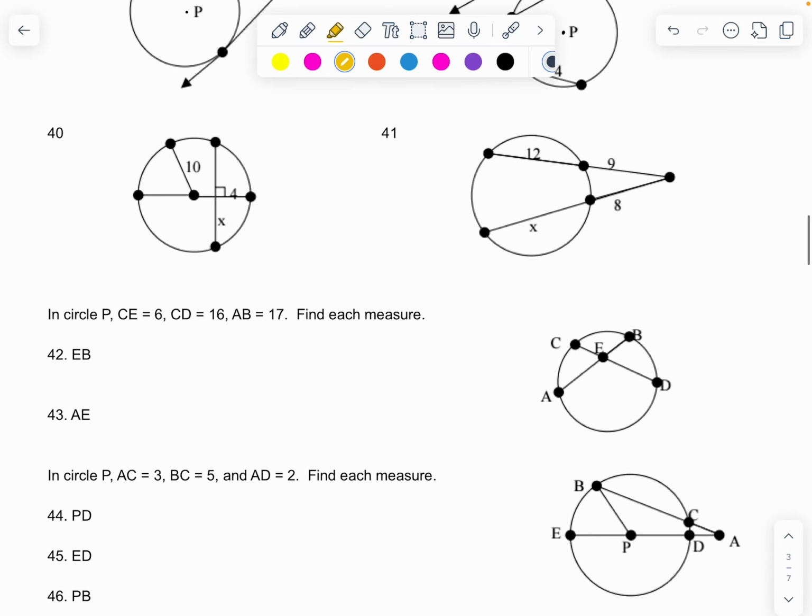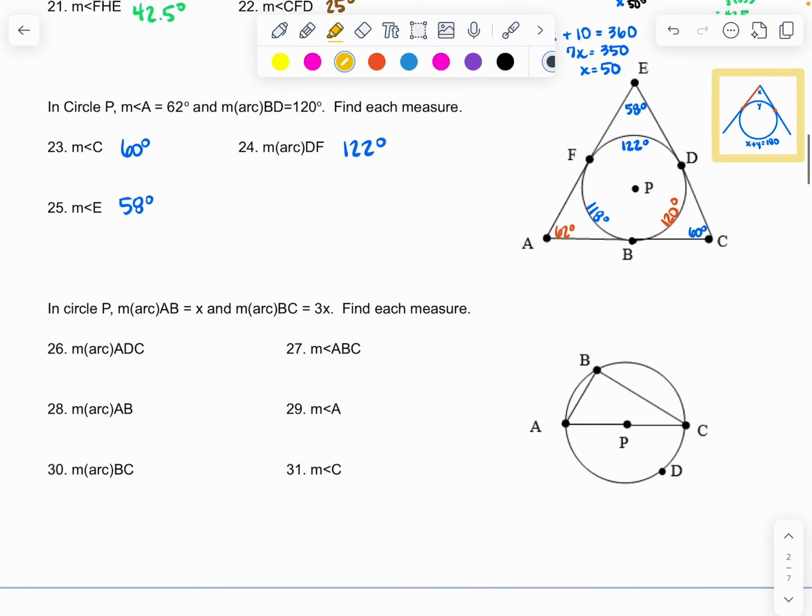All right. Oh my gosh, how many more of these diagrams? Oh my gosh, so many. Okay, here we go. Plowing through.